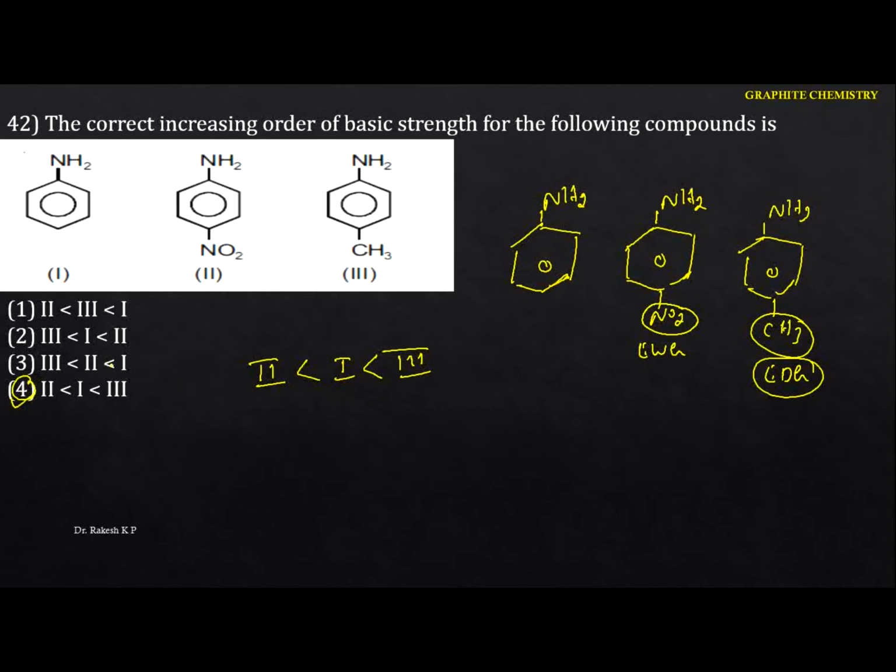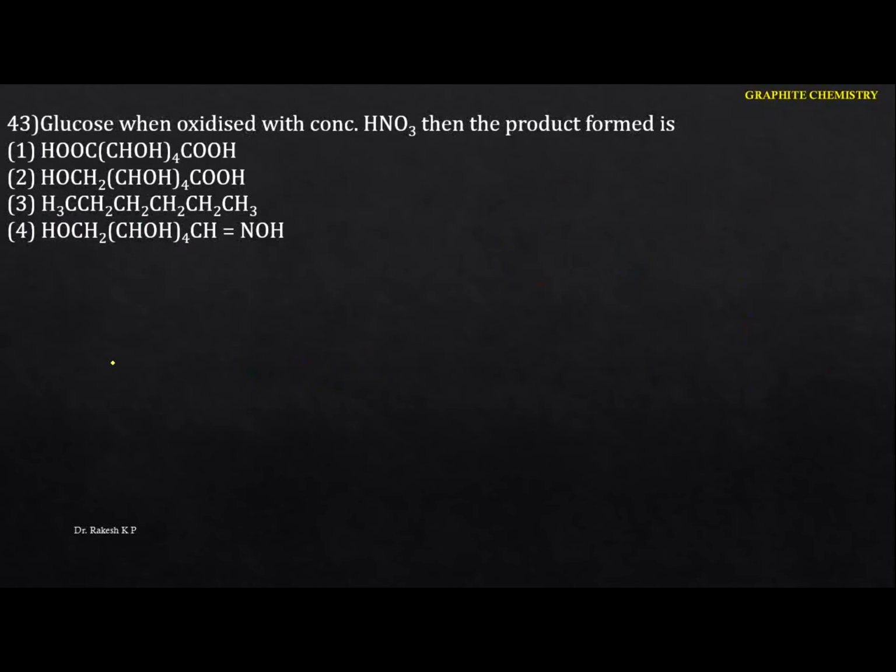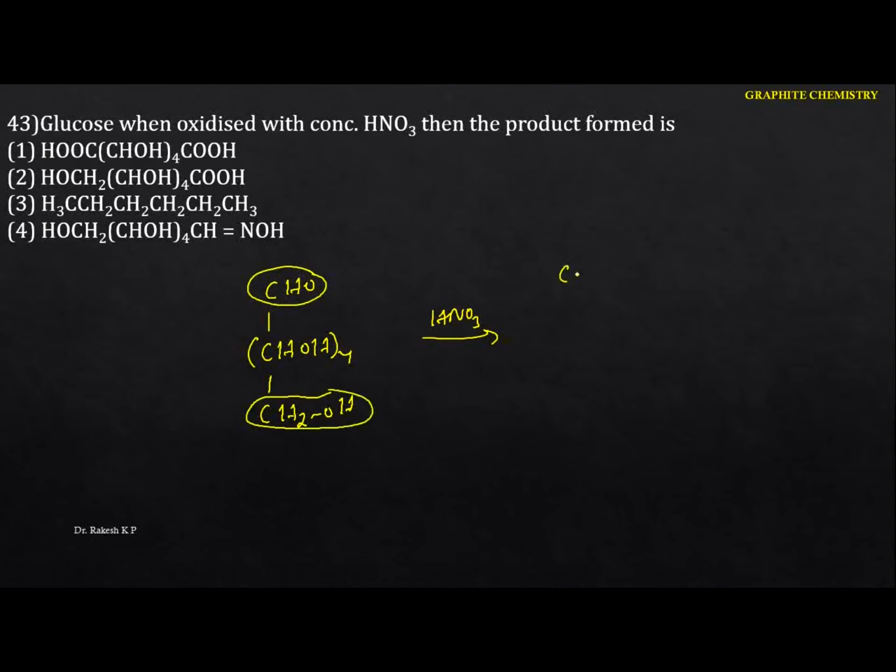Next one. Glucose when oxidized with concentrated nitric acid, the compound formed is? Let me write the structure of glucose here. We have CHO, the terminal aldehyde, then CHOH four times, and here it is CH2OH. The concentrated nitric acid acts as a strong oxidizing agent, which oxidizes the terminal aldehyde and also the primary alcohol to the respective carboxylic acid. The CHOH four times, and here we are going to have COOH.